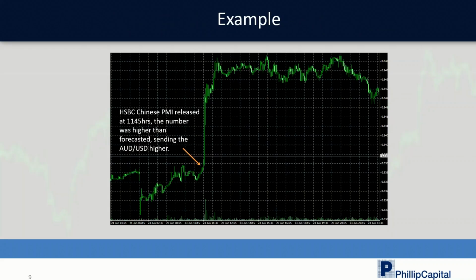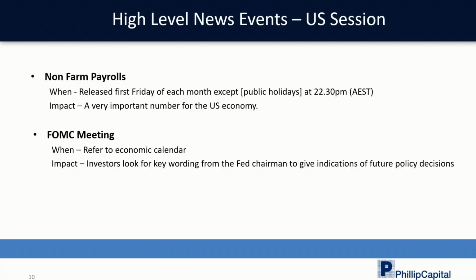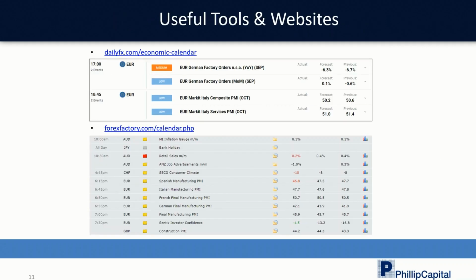As an example, the HSBC Chinese PMI data was released at 11:45. The number was higher than forecasted, and on a chart for the Aussie US dollar we can see the Aussie has gone up. So that's been positive news. It's been released, and there's been a large impact on the pricing of the Aussie dollar. Two more in the US are the non-farm payrolls, sensitive data released in the US, and the FOMC meeting as well. Investors are looking for keywords in those reports from the Federal Reserve, giving indications of future results and future decisions.